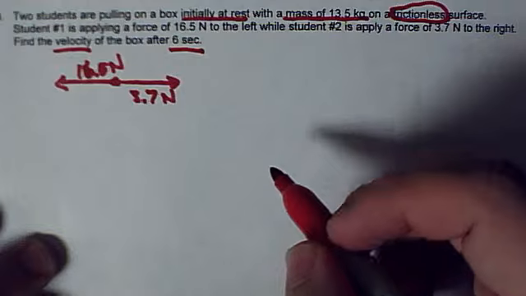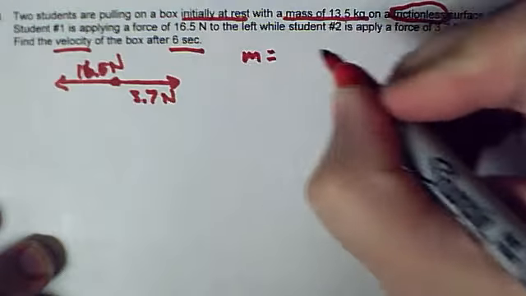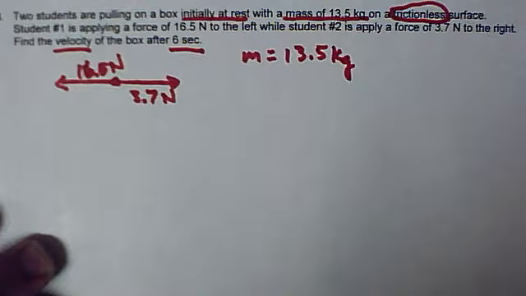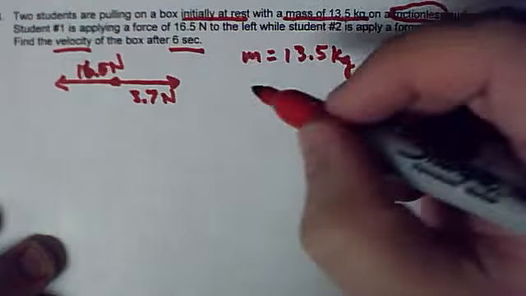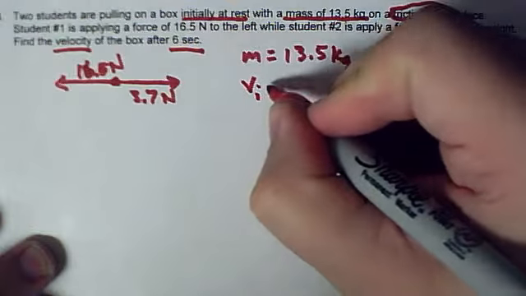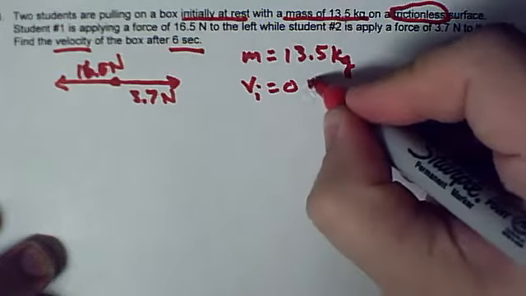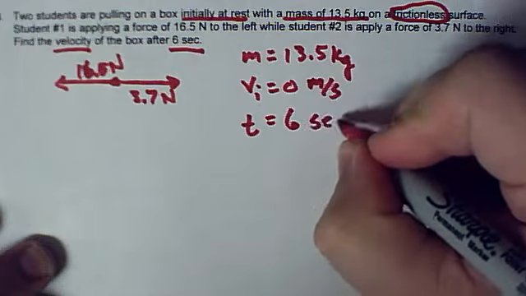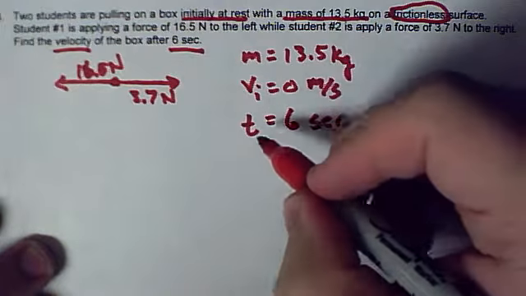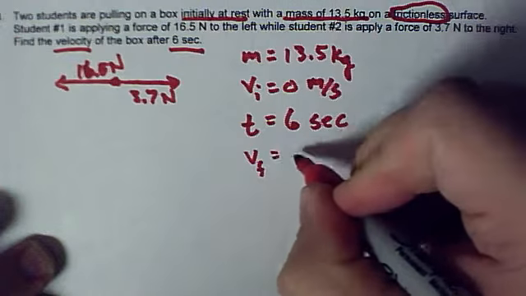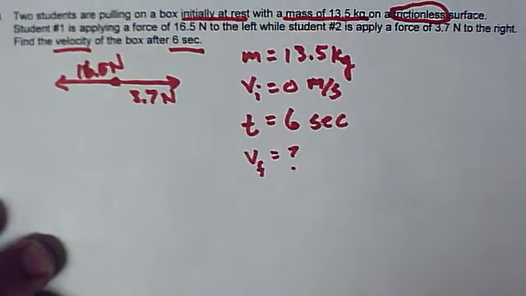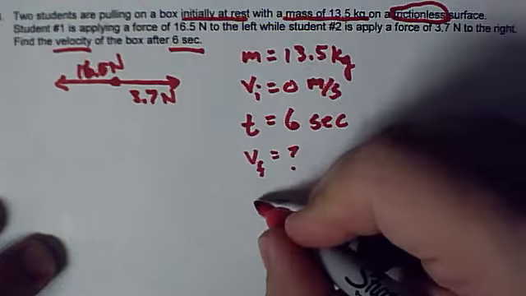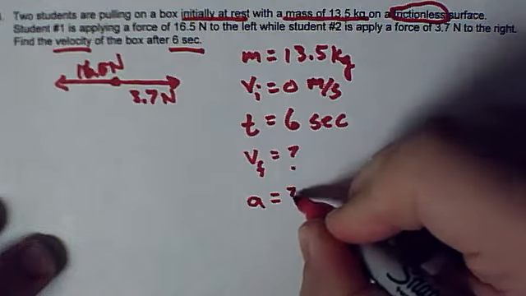So if we look at all the stuff that we're given, mass is 13.5 kilograms. We're given the initial velocity is 0 because it's initially at rest. We're given time is 6 seconds, and we're asked to find the final velocity. Now, if you look at the kinematics equations, in order to find final velocity, we're going to have to know the acceleration.